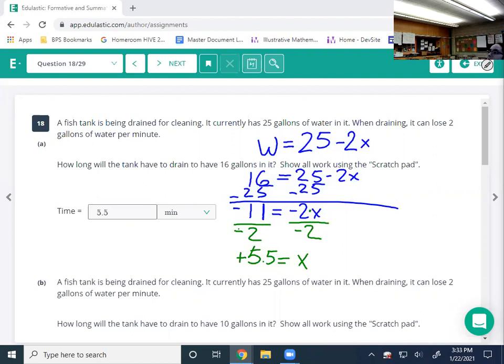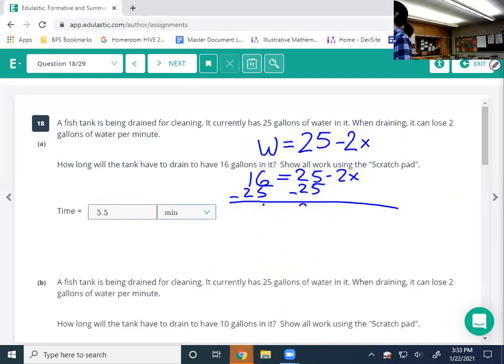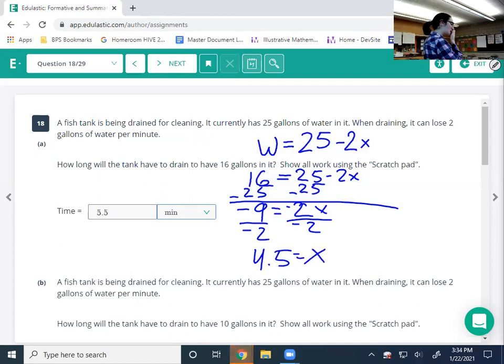Oh, it equals 9. Oh my gosh, you're right. Good catch, Melina. I'm sorry about that. Good. So it equals 9. Negative 9 is equal to negative 2x. Divide by negative 2, divide by negative 2. 4.5 is equal to x. So it's going to be 4.5 minutes.